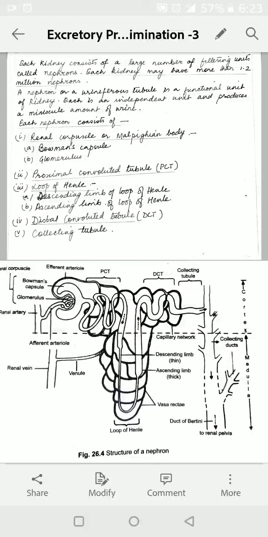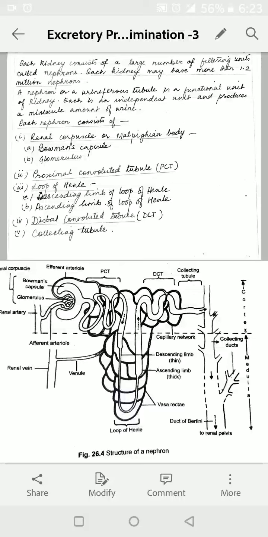Then we had seen in the longitudinal section of the kidney the placement of these nephrons in the renal cortex and the renal medulla. Today we will go into the detail of the structure of a nephron.